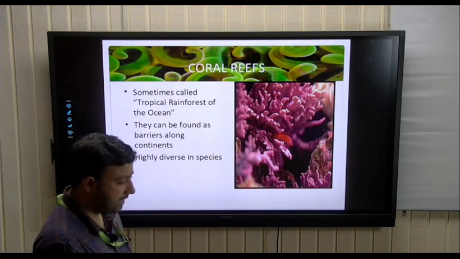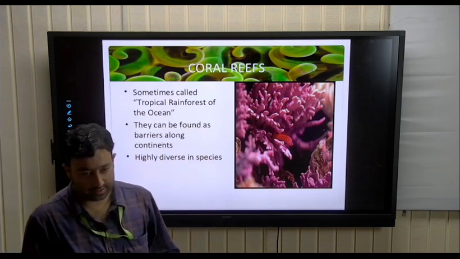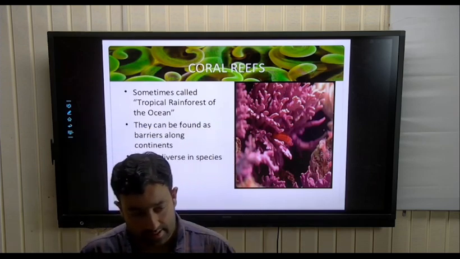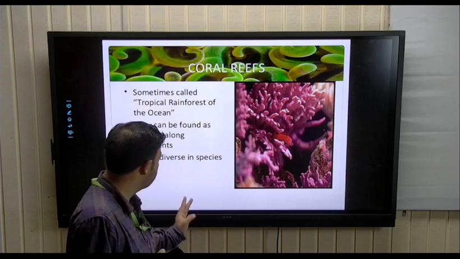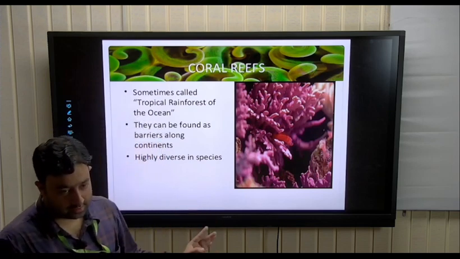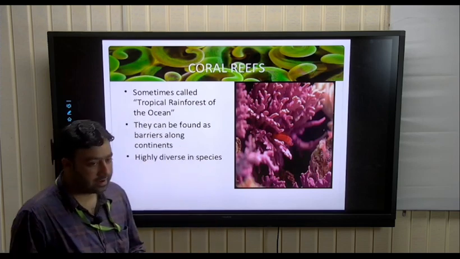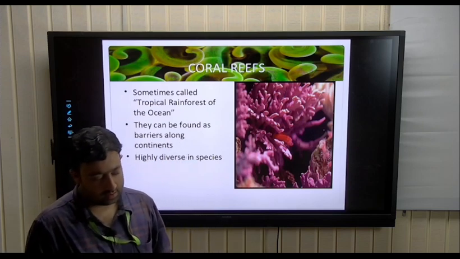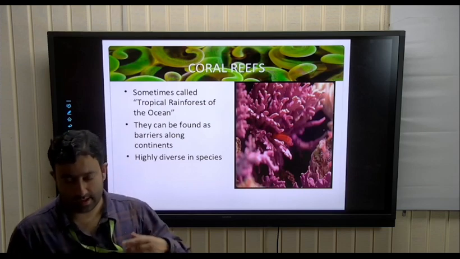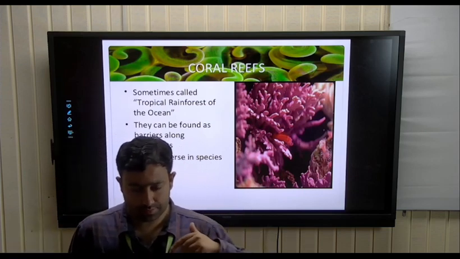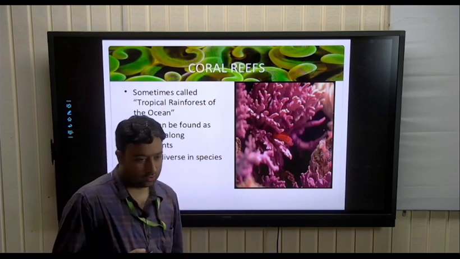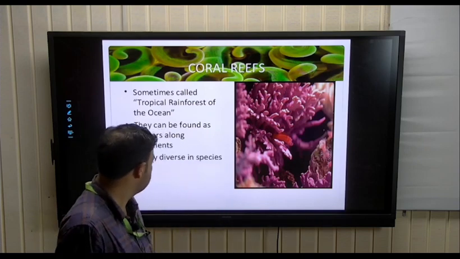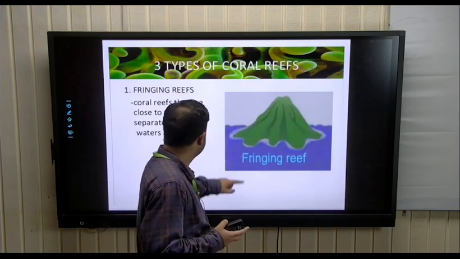They can be found as barriers along continents. As we all know, there are 7 continents, and these coral reefs act as barriers between these continents. And as I already said, there is high diversification of species present in the oceans.